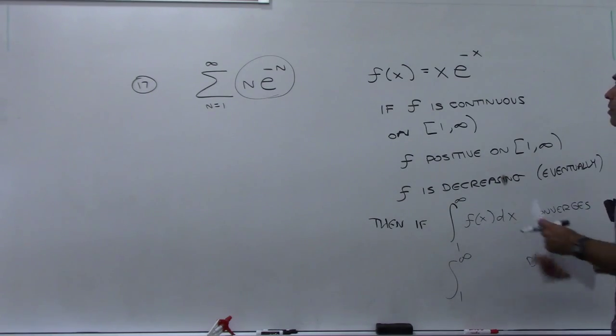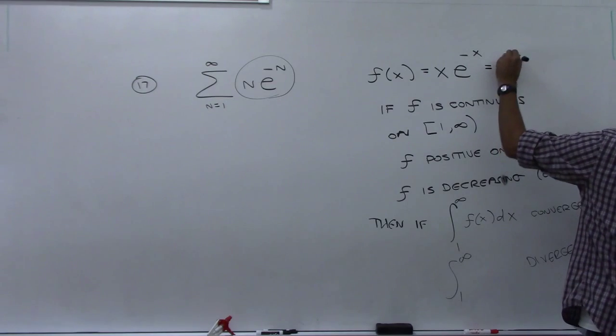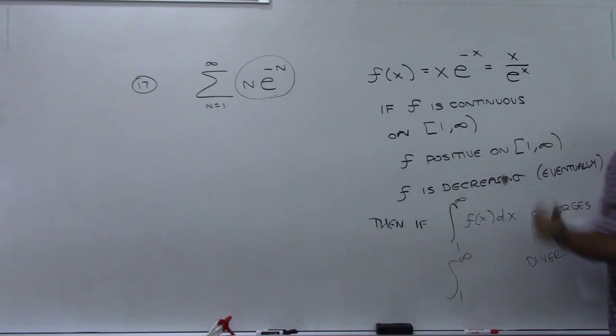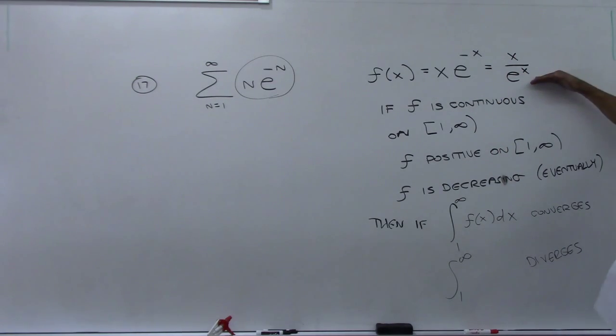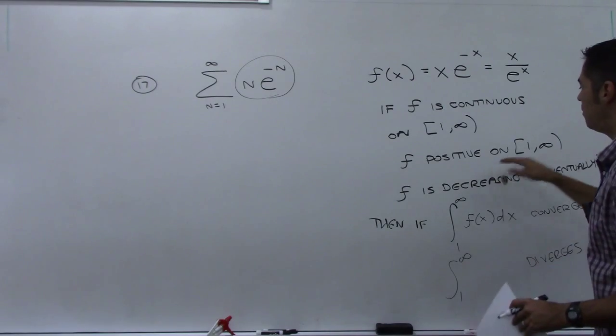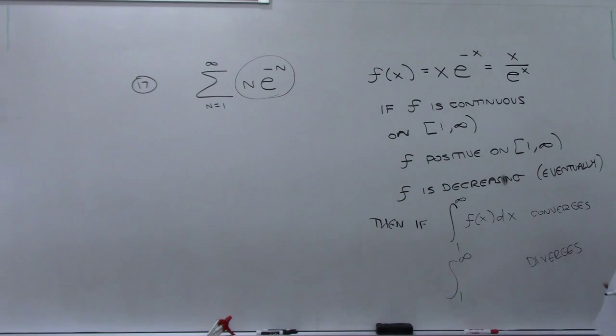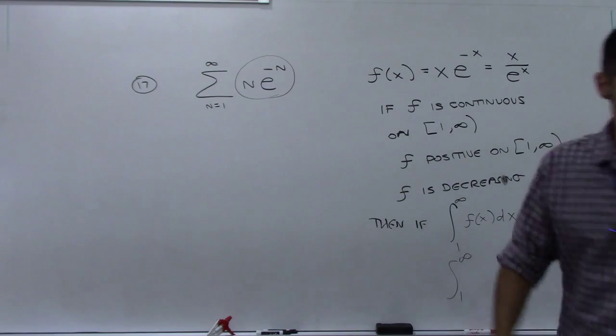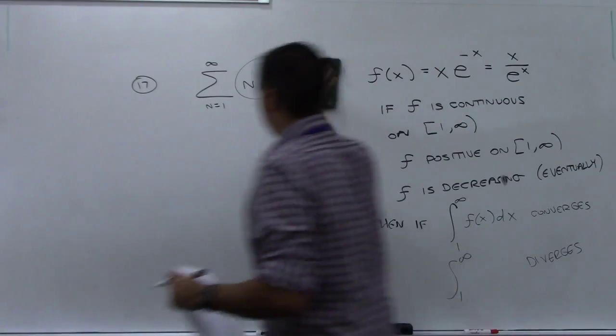Is it a continuous function? Well, let me rewrite this. X over e to the x. X is a continuous function. E to the x is a continuous function. The quotient of two continuous functions is continuous as long as we never have division by 0. E to the x is never 0. So you're never going to get division by 0. So it is continuous. Is it positive? I need to check. Is it decreasing? I need to check. So there's a lot of work to do in this.